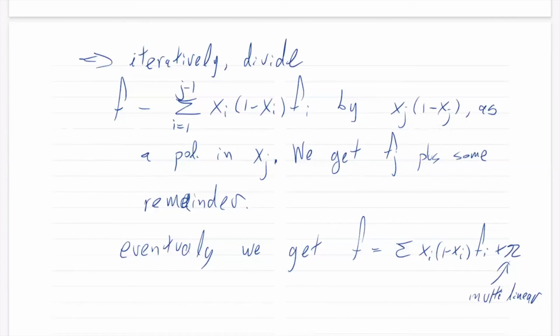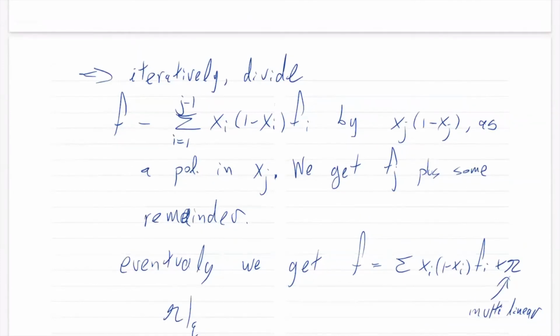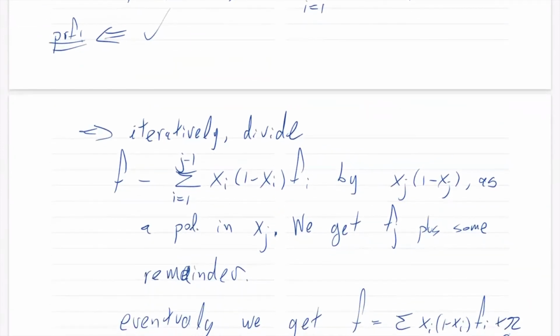So it's a multilinear polynomial in all of these variables. And also, what can we say about the degree of f in terms of xj? All I know about f is that it is of degree d. So this thing is of degree d in xj, but then I divide it by this polynomial of degree 2 in xj. What I get is a polynomial of degree d minus 2 in xj, plus a remainder that is of degree at most 1 in xj.